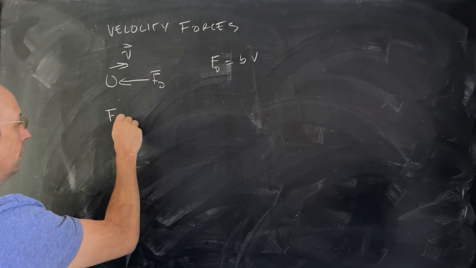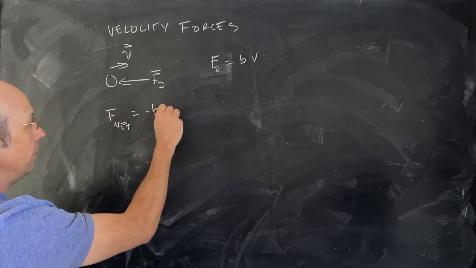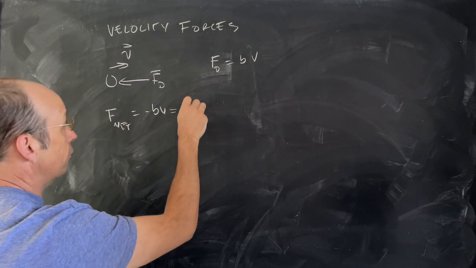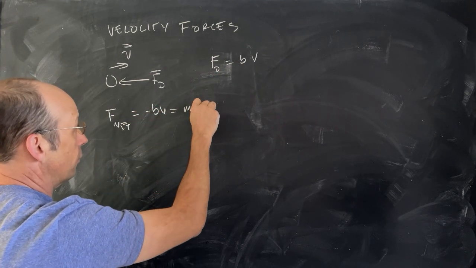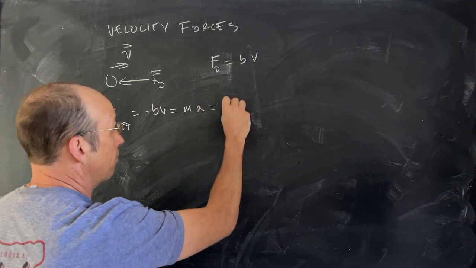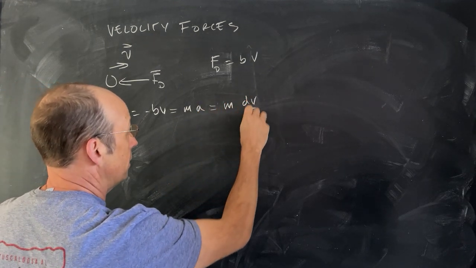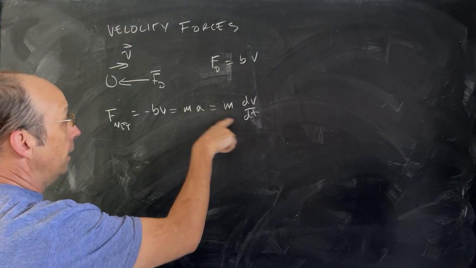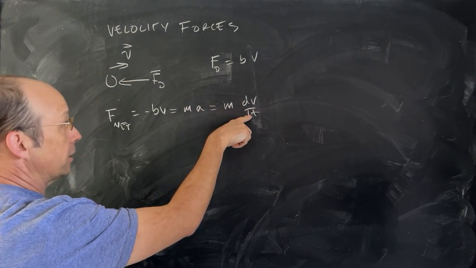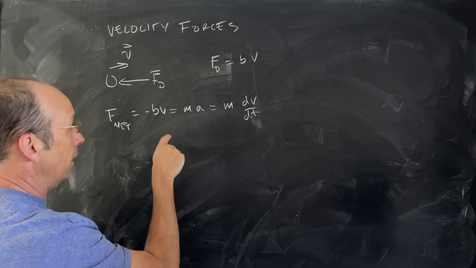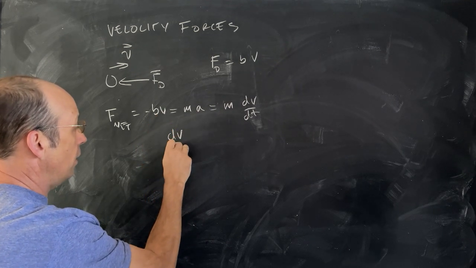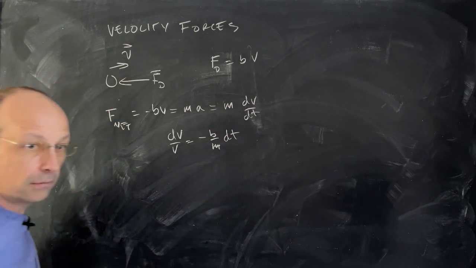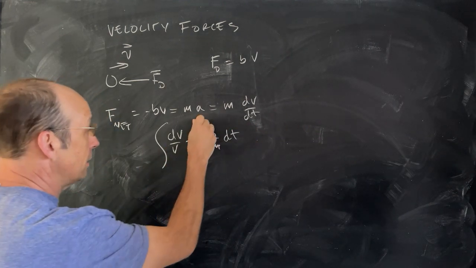So if I use Newton's second law, I can say F in the x direction, I'm only in one dimension, F net is negative bv. Let's say it's moving in the positive x direction. The force is in the negative x direction. And that's going to be equal to mass times acceleration, which I can write as mass times dv dt. Now, we can actually get an expression for the velocity by multiplying both sides by dt and dividing by v, and I get dv over v is negative b over m dt. And then you can integrate both sides, and that's not too hard, right?